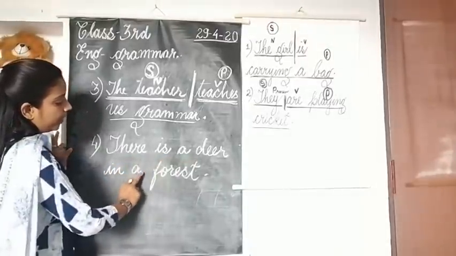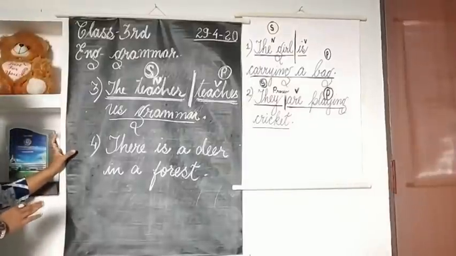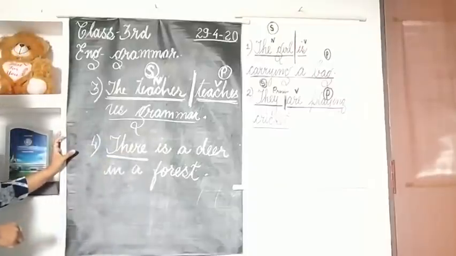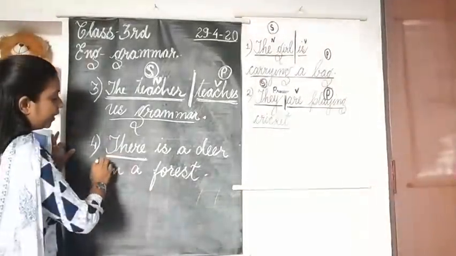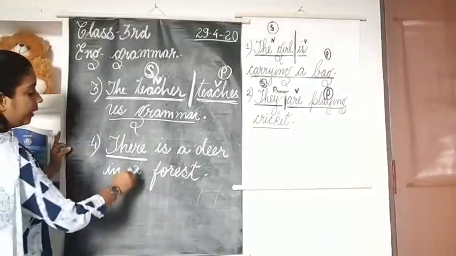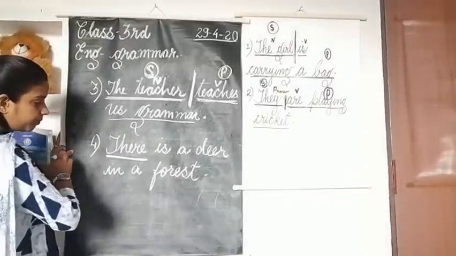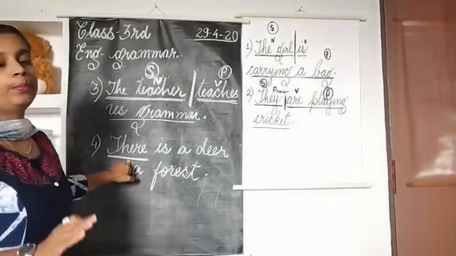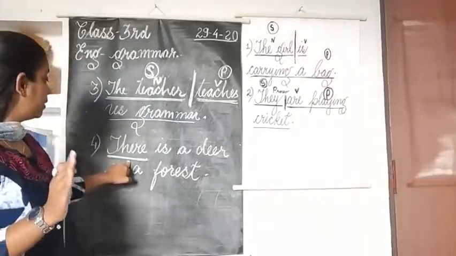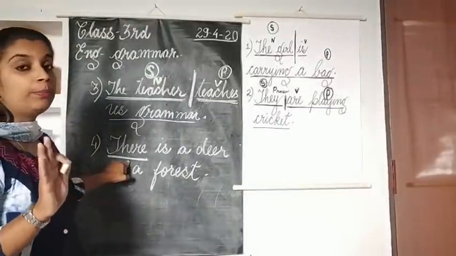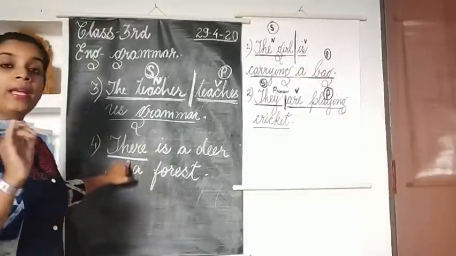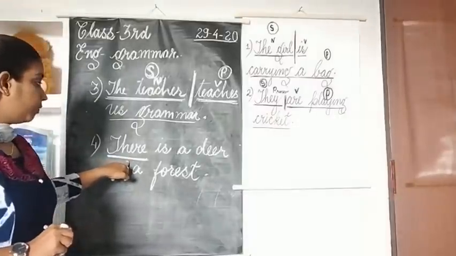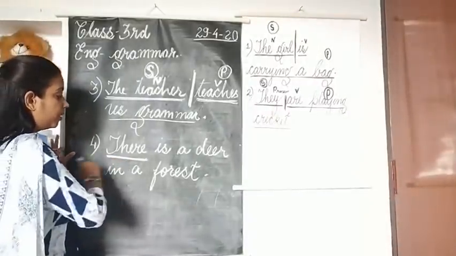There is a deer in a forest. Now see here in this sentence, the very first part. Okay, most of the students have a tendency of identifying the first part as the subject. See, 'there' in this sentence is neither a noun nor a pronoun, and a subject must either be a noun or a pronoun. This is the beginning part of the sentence and it is neither a noun nor a pronoun.